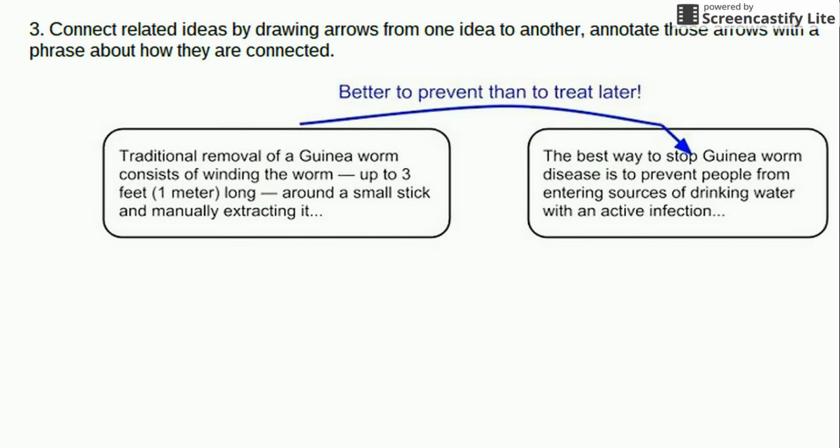Connect any related ideas by drawing arrows from one to another. So I might see something in paragraph 1, and it kind of connects to something in paragraph 3. So something I might want to do is draw an arrow so that I know how they're connected with a quick couple words about why they're connected.